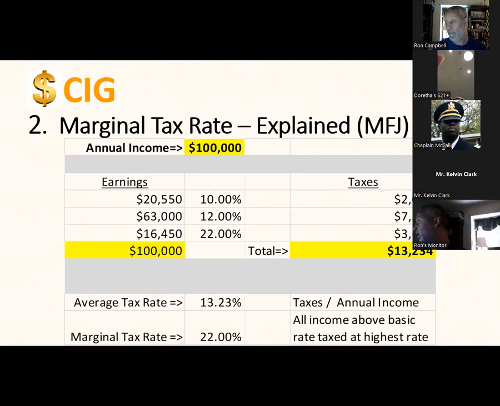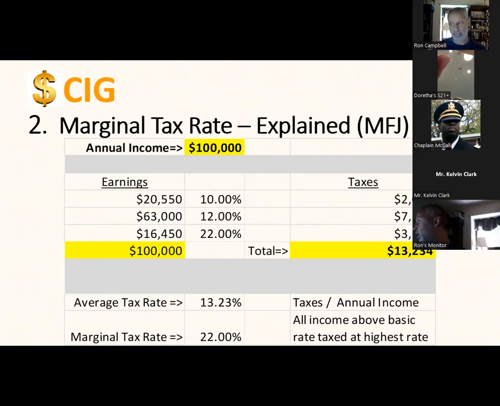Going down below the gray line, that gives you an average tax rate, or you may hear the term effective tax rate. They mean the same thing. You take the total taxes, $13,234, and divide it by your annual income of $100,000 in this case, and that gives you a percentage, which is 13.23%. That's your effective or average tax rate. That's important. Your marginal tax rate simply means all income above your basic rate at the highest rate. So for a person making $100,000, their marginal tax rate is 22%. That's the rate at which additional income would be taxed until they change brackets again.